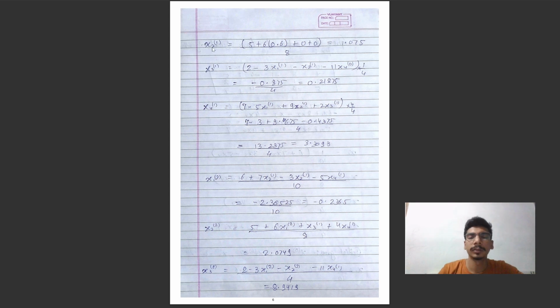Now putting values for finding x2, we got an answer 1.075, but here we put the actual value, meaning the latest value of x1 we got, and for x3 and x4 we have put 0 only.